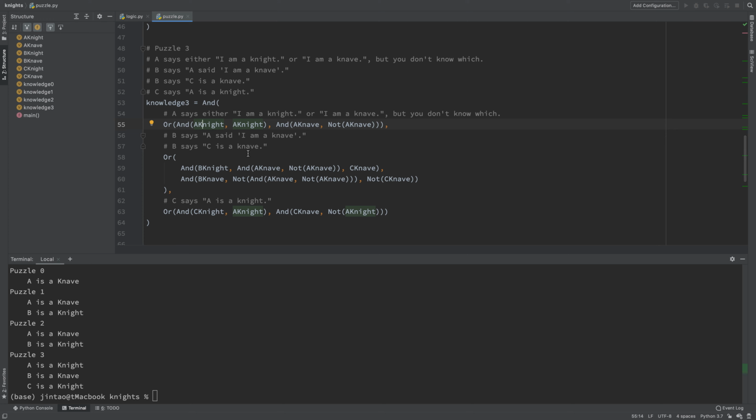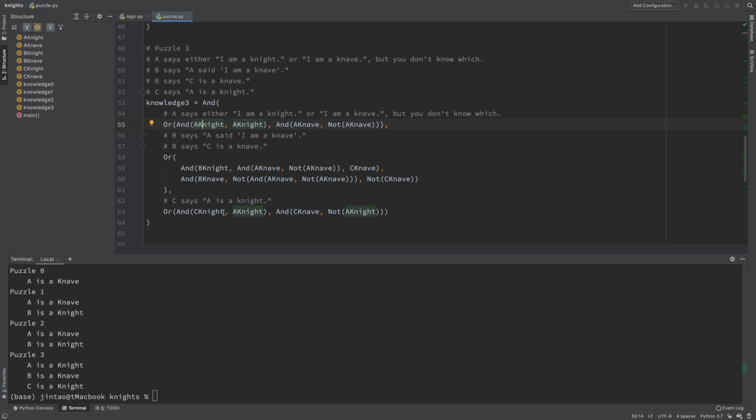And B says, A said I am a knave, and B says C is a knave. So there are two situations. If B is a knight, all his statements are going to be true: A said I am a knave is going to be true, as well as C is a knave. Otherwise, if B is a knave, all his statements are going to be not true.